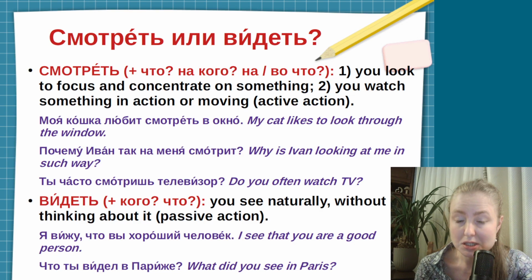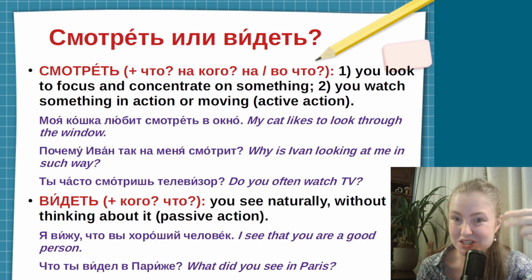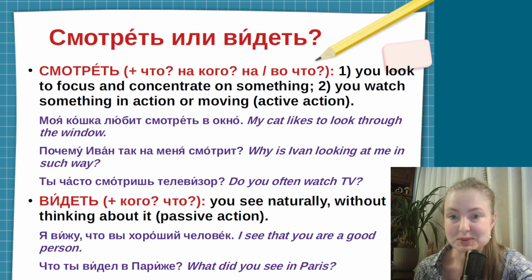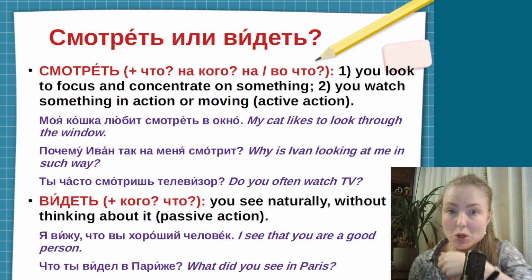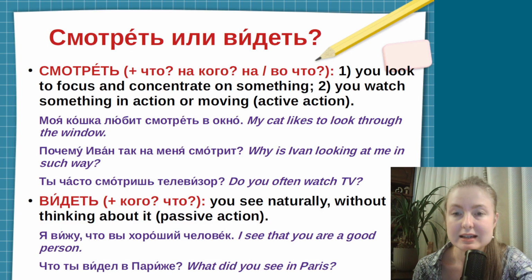And the third example: Ты часто смотришь телевизор? Do you often watch TV? Well, the second meaning: you watch something in action or moving. Of course, when we watch TV, something happens on the screen. That's why we use the verb смотреть. So, смотреть is the verb that we always use with active action. It's a very active verb.